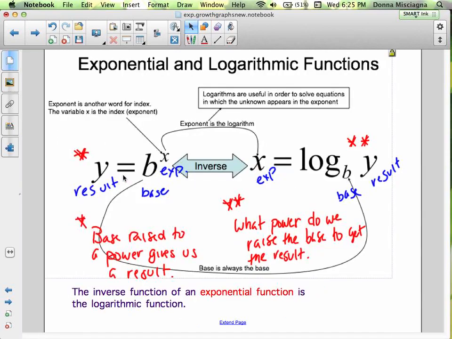We've learned what a logarithm is. It's the inverse of an exponential, right? When we're evaluating, we're finding the exponent. With exponentials, a base raised to a power gives us a result. With logarithmic, what power do we raise that base to get that result? It is the inverse of the exponential function, so the inverse of the exponential function is the logarithmic function. Everything about inverses holds for exponentials and logarithmic functions, as you're going to find out when we graph them in your pod.